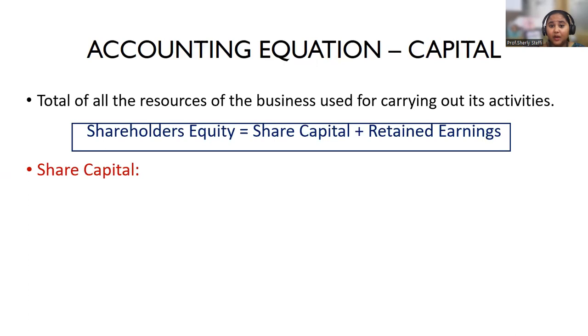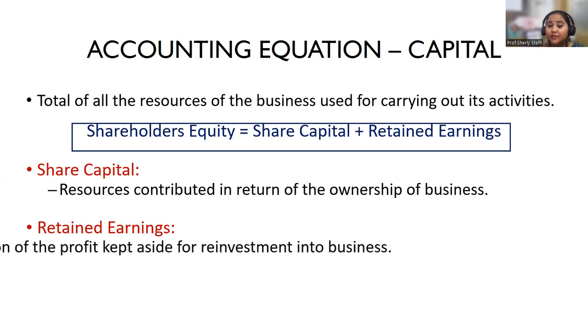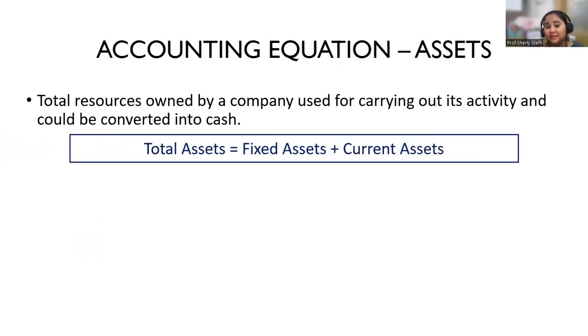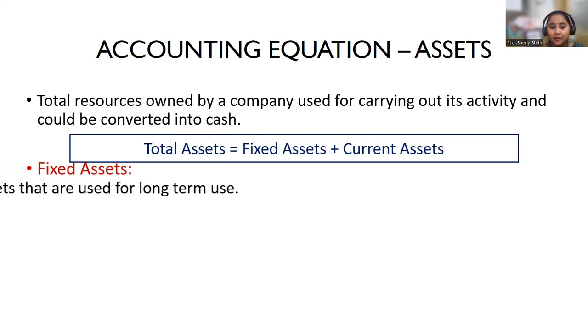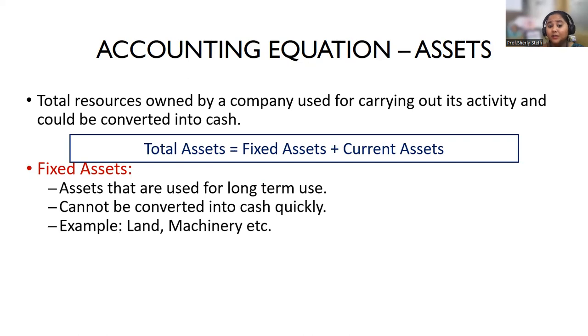Next, we're going to look into the accounting equation on capital. What is it? Shareholders' equity is equal to share capital plus retained earnings. Share capital includes the resources contributed in return for the ownership of a business. Then again comes total assets is equal to fixed assets plus the current assets. What are fixed assets? Assets that are used for long-term use. They cannot be converted into cash quickly. What is an example? Land, machinery, and so on.